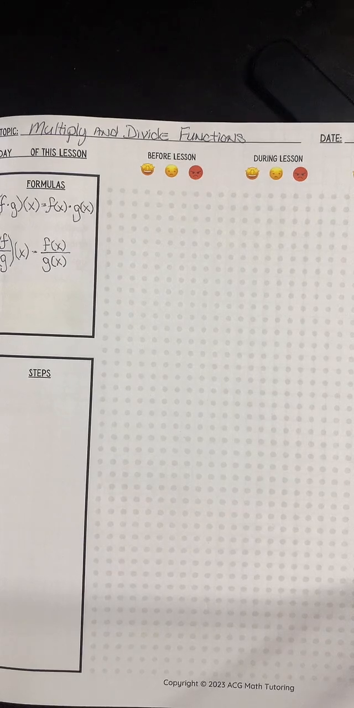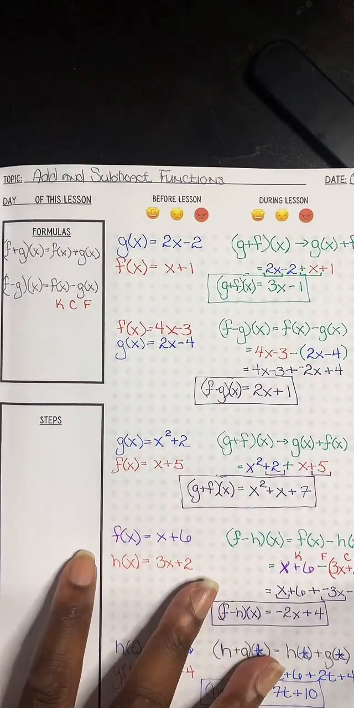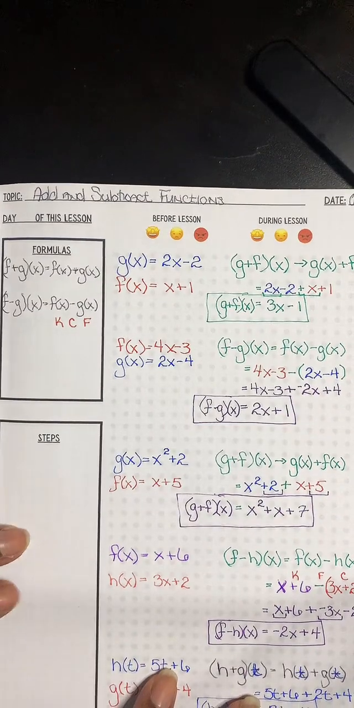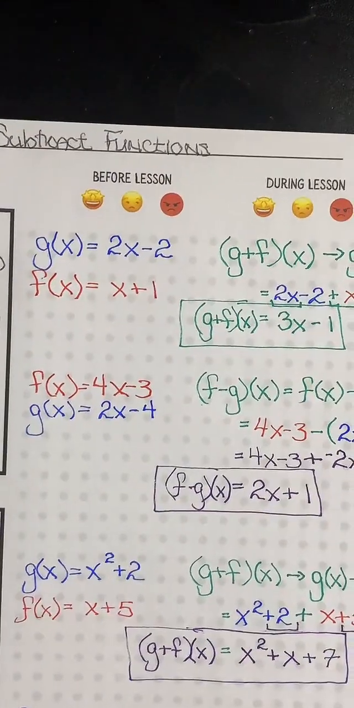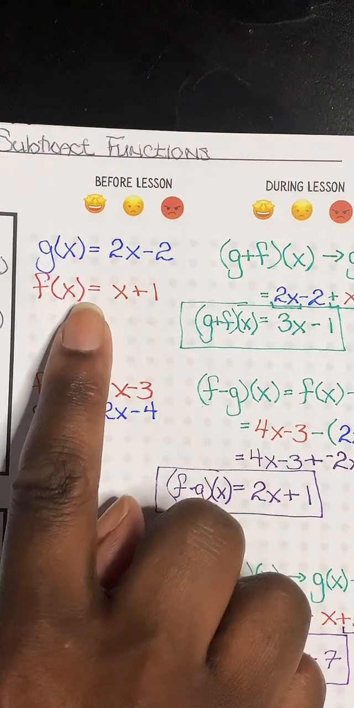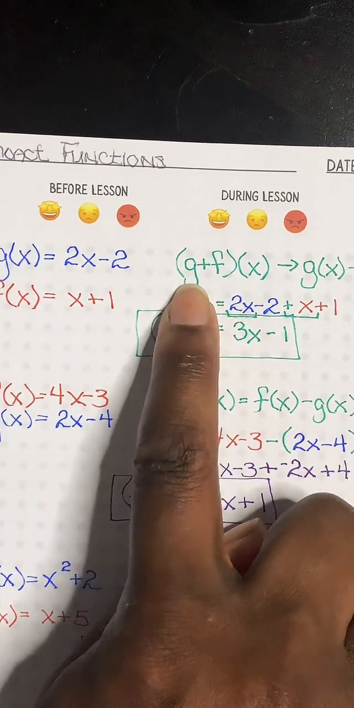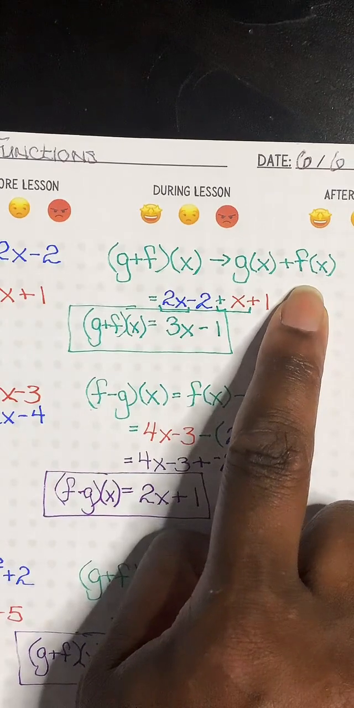So what we're going to do for tonight, we are going to multiply and divide functions. Okay, so quick little recap of what we did last time. When we did the adding and subtracting of functions, we basically have two functions. And if we're doing the adding, we take our g function and add it to our f function.